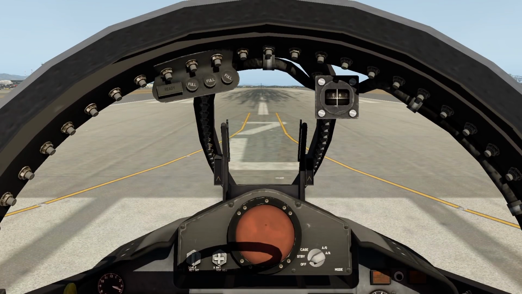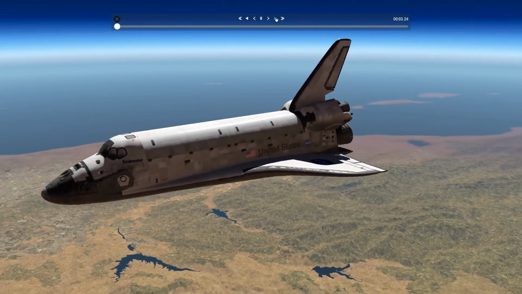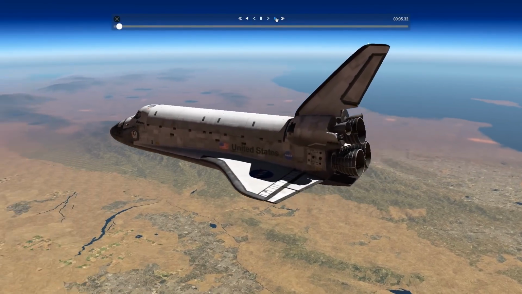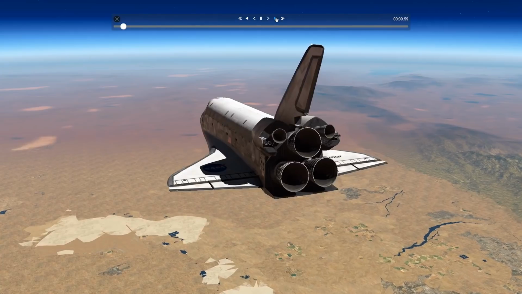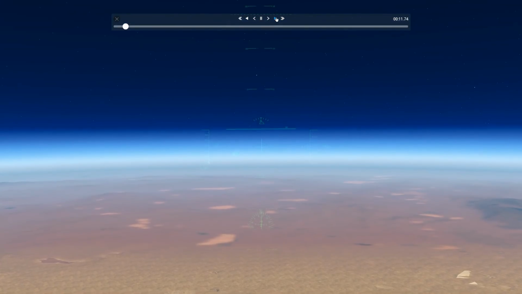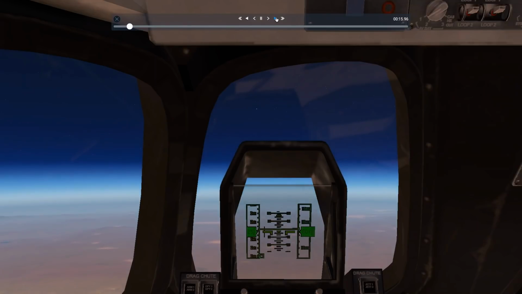So let's take a look at landing the Space Shuttle. This is a flight I did the other day, and I'm just letting the video run and I'll do the commentary as we're flying. Now, when I did the actual flight, I did the entire thing using only this view and also the in-cockpit view, this one. Just have a look quickly.